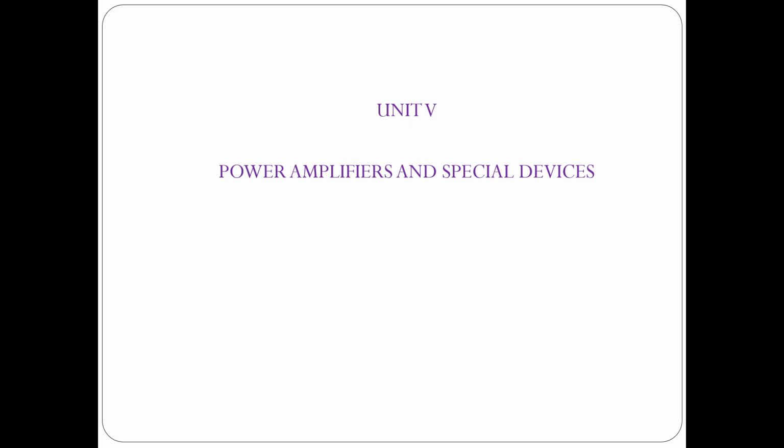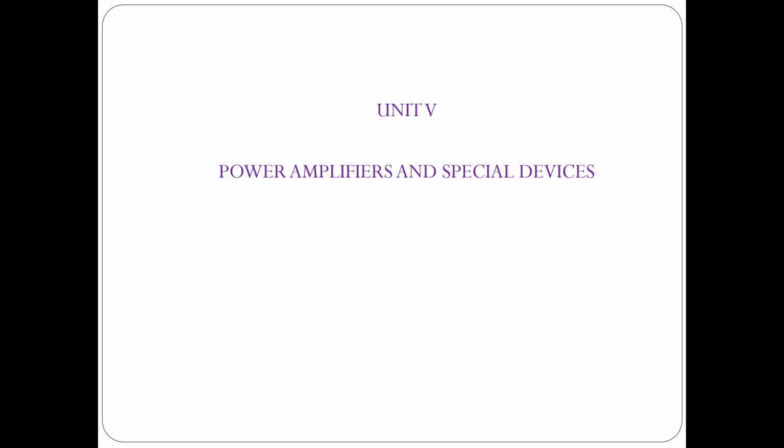So here we are going to study Unit 5, Power Amplifiers and Special Devices. Power amplifiers means four types of amplifier: Class A amplifier, Class B power amplifier, Class AB power amplifier, Class C amplifier, and Class D power amplifier. And special devices means LED, LCD, Schottky diode, varactor diode, photodiode, phototransistor, and optocouplers. These are all the special devices we are going to study in this Unit 5.